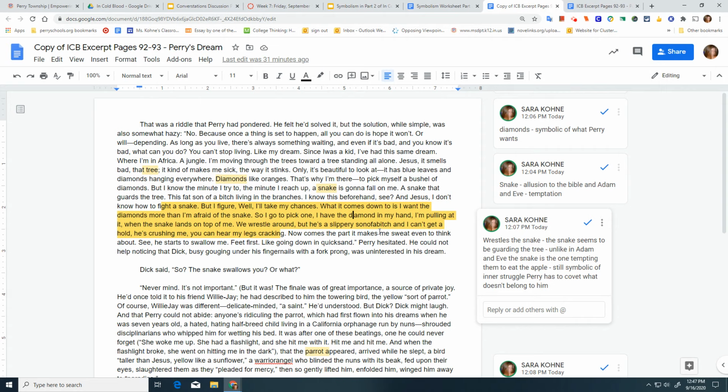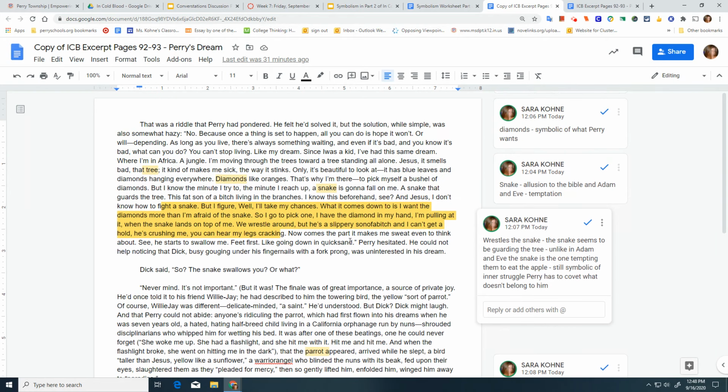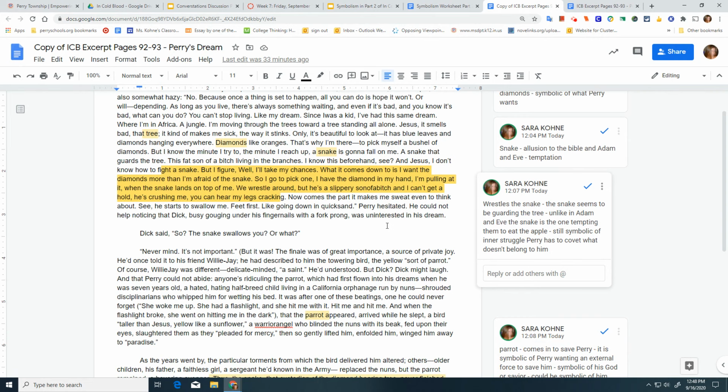The snake is tempting Adam and Eve. Perry's wrestling around with the temptation. So it seems like maybe that's indicative of him wrestling around in his head, whether or not he should go for the diamonds, even though those diamonds don't belong to him. But I see a lot of allusions here that are used symbolically, allusions to the Bible that are also used symbolically in this passage. And they're making me start to develop some idea about perhaps an underlying message about life in this text, something to do with the theme.